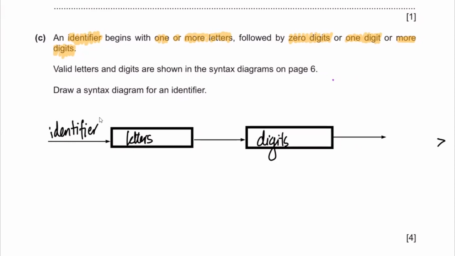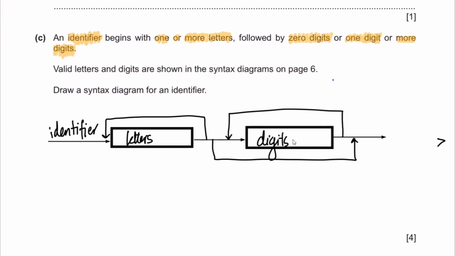The letter could recurse, and it could end, because notice that we've got one or more letters. So one letter or more letters, and then it ends. Or after this, we could have digits or more digits, and then the code ends. Or we could have zero digits. So for zero digits, the code ends this way.